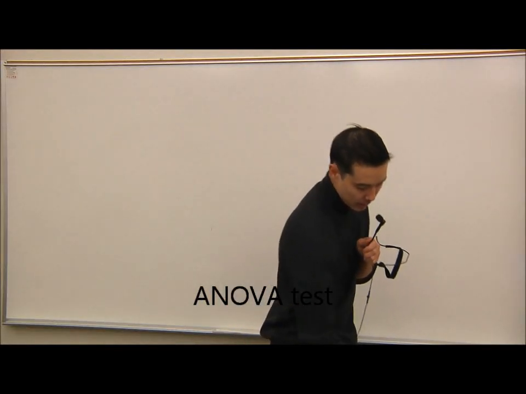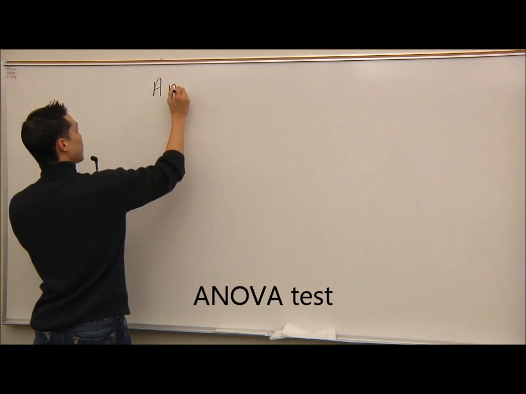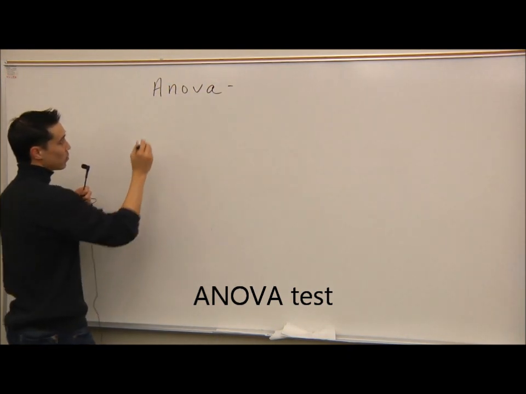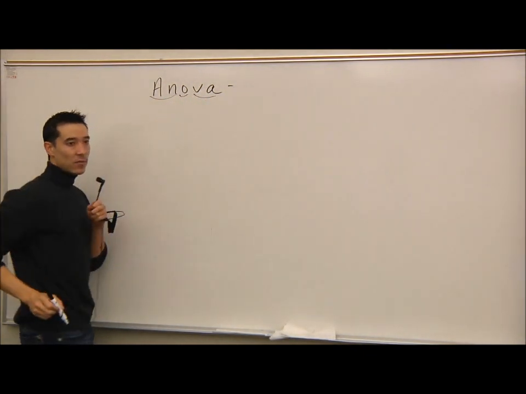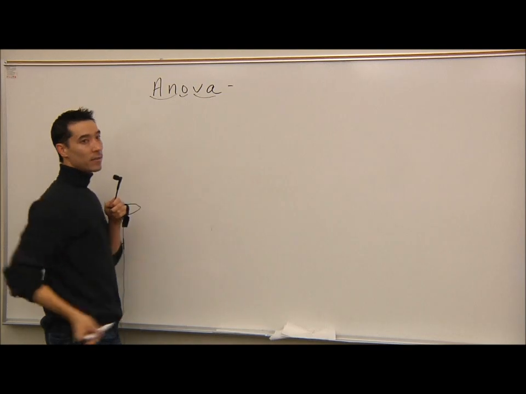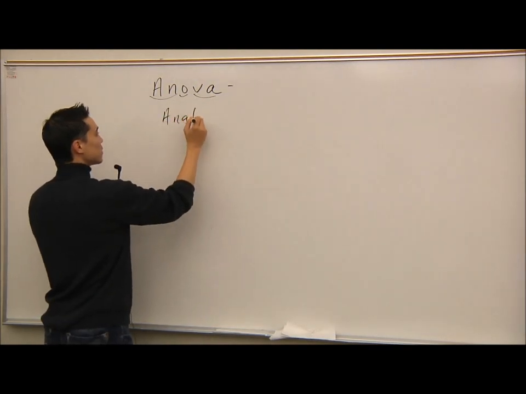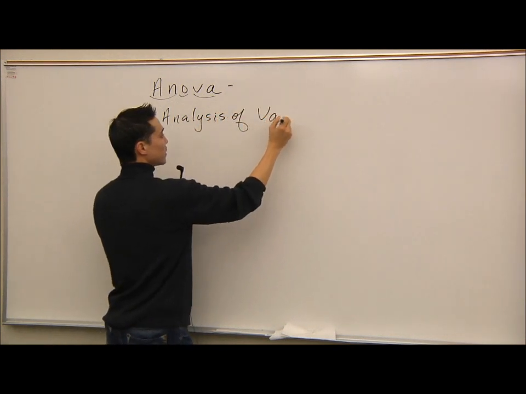Okay, this section is ANOVA, A-N-O-V-A. And what this is short for is: AN stands for analysis, O for of, and VA for variance, okay? So this is analysis of variance. That's what ANOVA stands for.